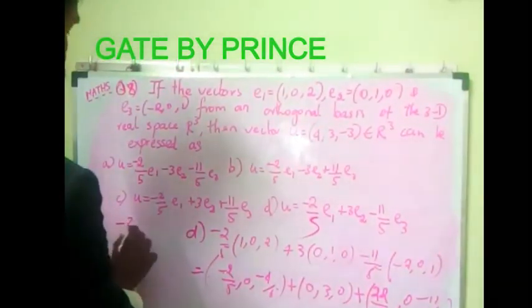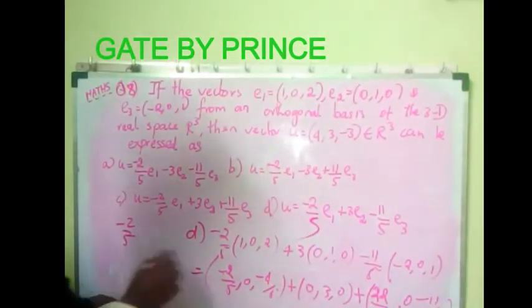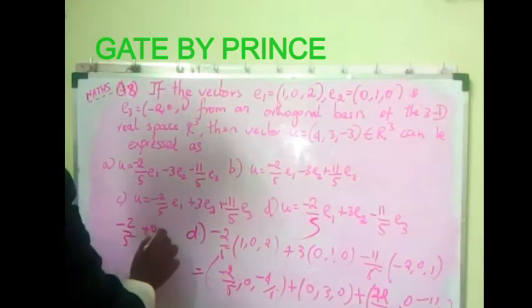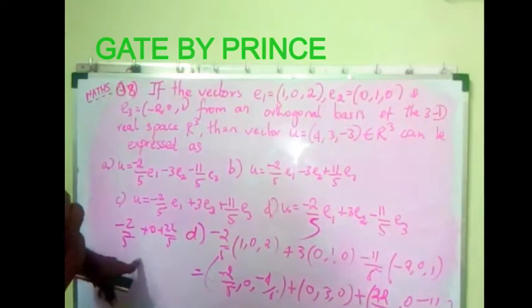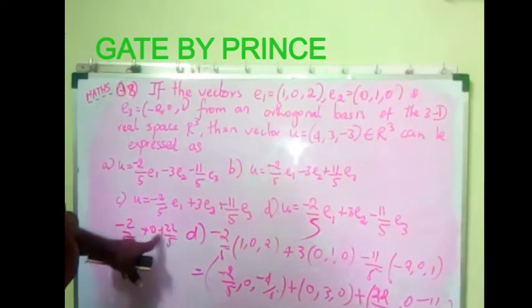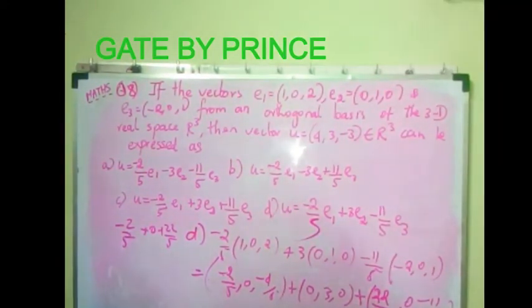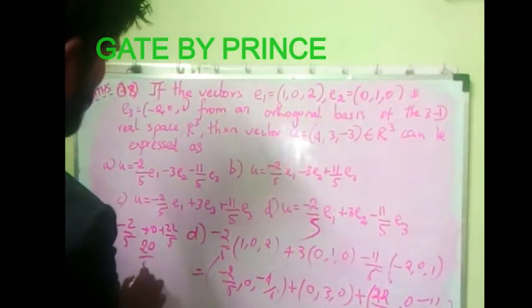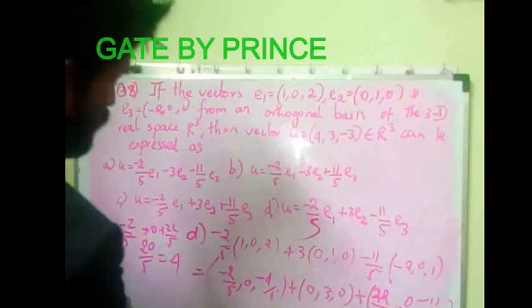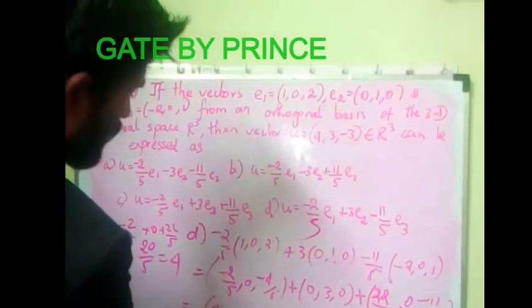So look here. Minus 2 by 5, and then plus 0, and then plus 22 by 5. The denominator is the same. So if you add these two, what do you get? Minus 2 plus 22 is 20, so 20 by 5. What is 20 by 5? 20 by 5 is equal to 4. Is it right? So it is equal to 4, comma.